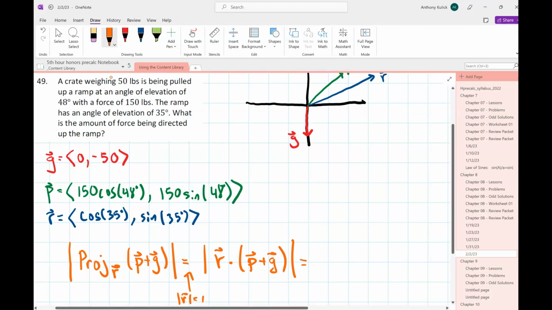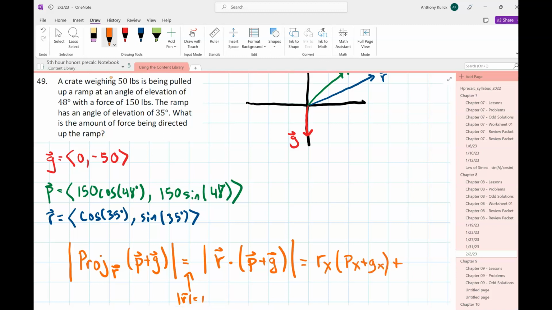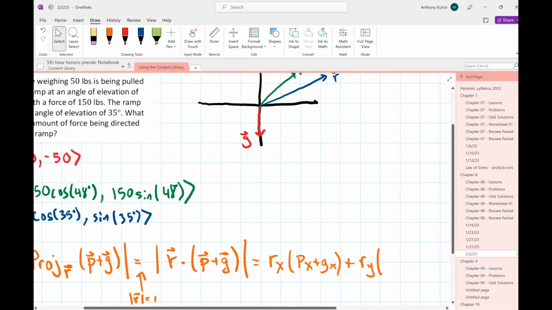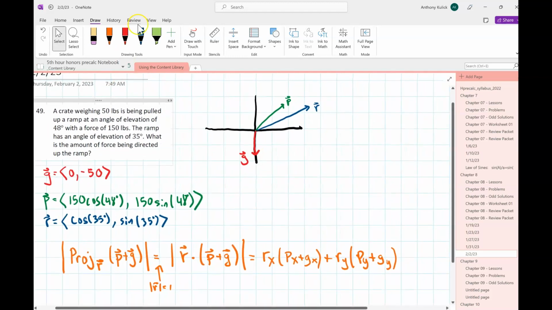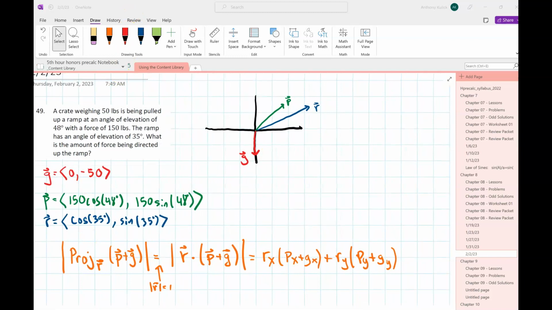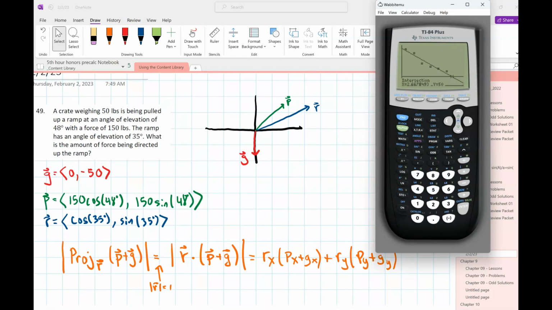So what am I going to do here? I'm going to do Rx times Px plus Gx plus Ry times Py plus Gy, where the x subscript is just indicating that it's the x component of that vector, and the y subscript is just indicating it's the y component of the vector. And I'm just going to type that into my calculator now. I'm not going to bother writing the numbers there. Although if you wanted to, you're welcome to do that. It's not wrong to do that.